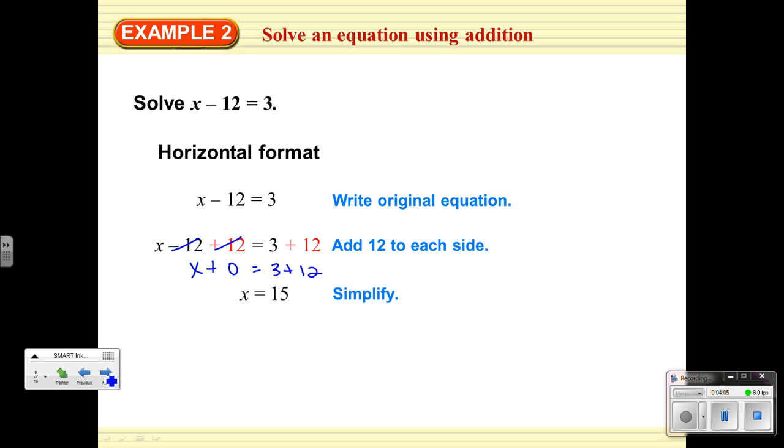3 plus 12 is 15. So x would have to be 15, my original quantity. And that makes sense because 15 minus 12 does equal 3. And I'm sure the check is next.